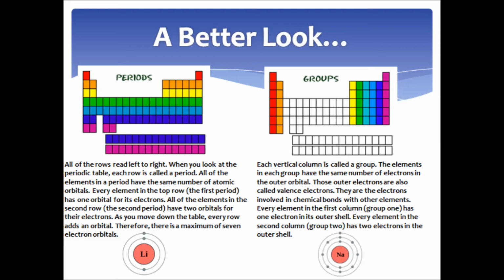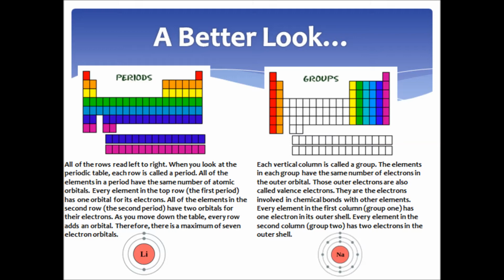And you keep going. Third row, 3 orbitals, fourth, 4, and as we move down the table, every row adds one orbital. Therefore, there is a maximum of 7 electron orbitals. And as you can see here with this lovely diagram of lithium, it has 2 orbitals, or 2 rings. Therefore, we know that lithium is in the second period on the periodic table.